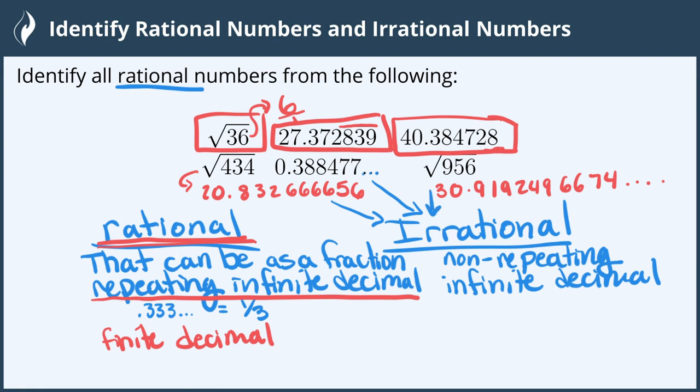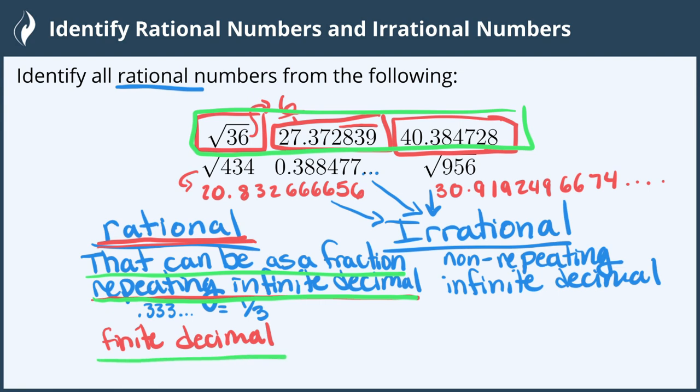So the only rational numbers in our list are these ones that we've indicated here, because they all fall within the ability to be written as a fraction, an infinite but repeating decimal, or a finite decimal. And we're all done.